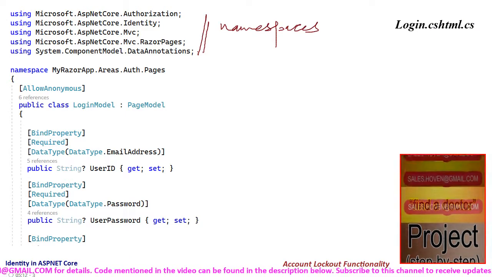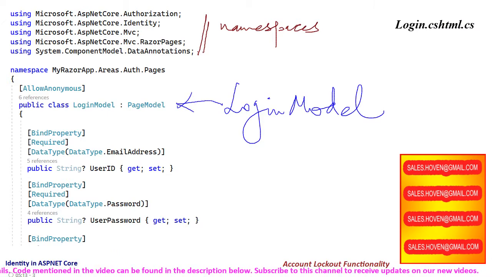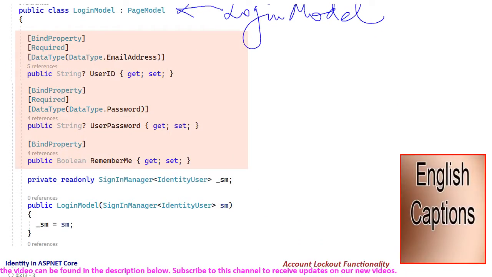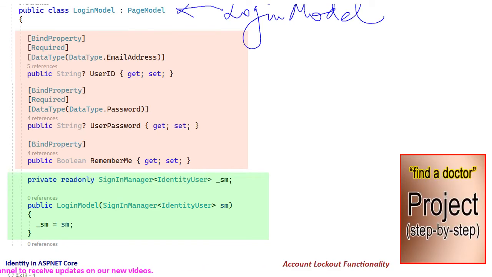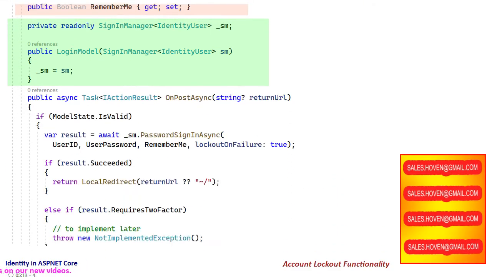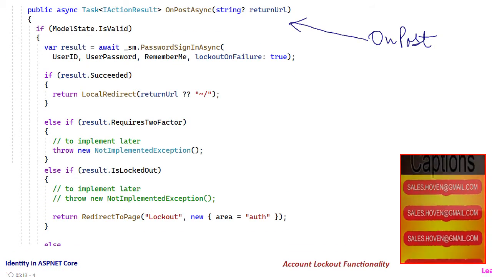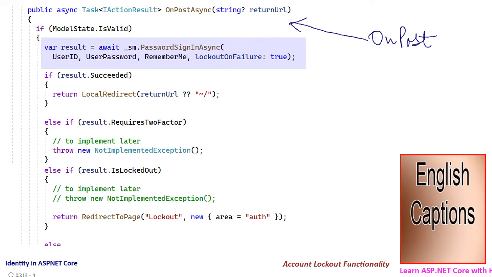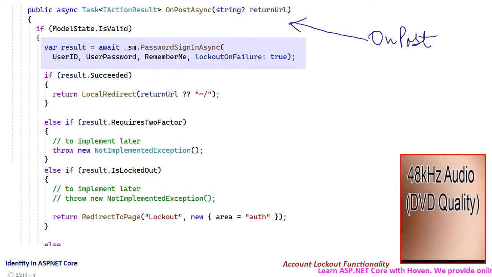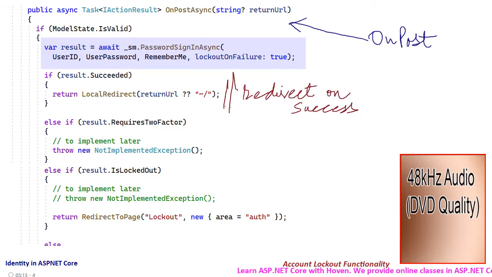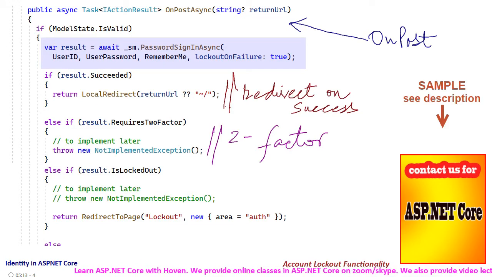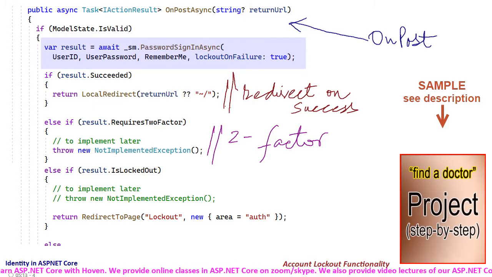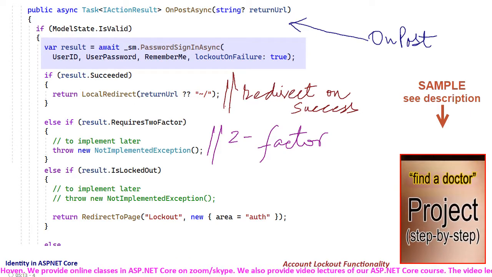First we have the namespaces, then we have the login model class, then we have the bind properties for user ID, user password, and remember me. Constructor-based dependency injection has been used to cache the sign-in manager service. The onPost method executes when the user posts the login form. The password sign-in async method is used to sign the user in. If the sign-in succeeds, the user is redirected to the return URL. Next, we have included the case for two-factor authentication. This will be implemented in the future tutorials.